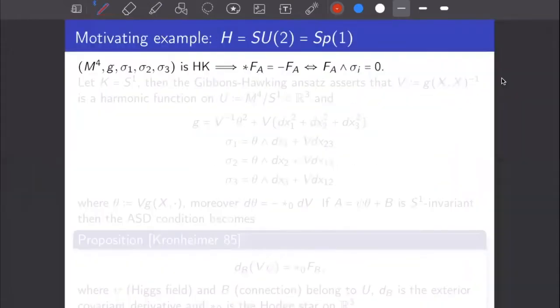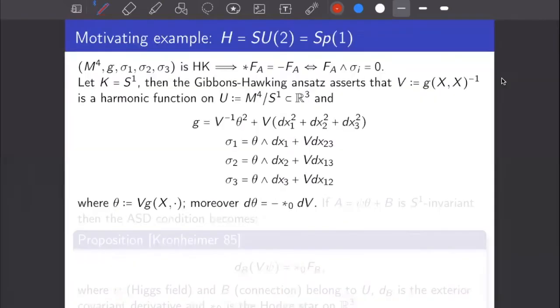So here's our setup. We have a hyperkähler 4 manifold M4 with sigma 1, sigma 2, sigma 3 denoting the hyperkähler triple. So this is a symplectic form. Now, on a 4 manifold, a connection form A is said to be an instanton if its curvature form F_A is anti-self-dual. Equivalently, on a hyperkähler manifold, this means that the pairing between the curvature form and the symplectic form vanishes. Now, we are interested in S1 invariant hyperkähler manifolds.